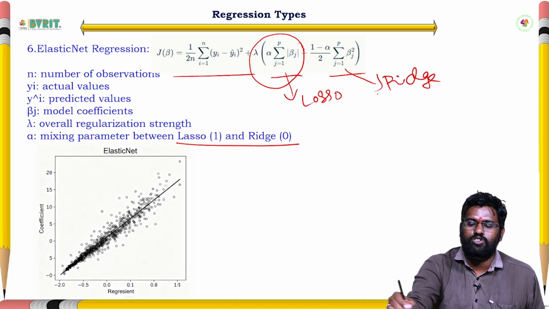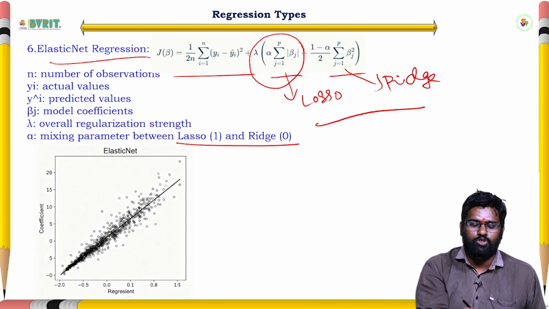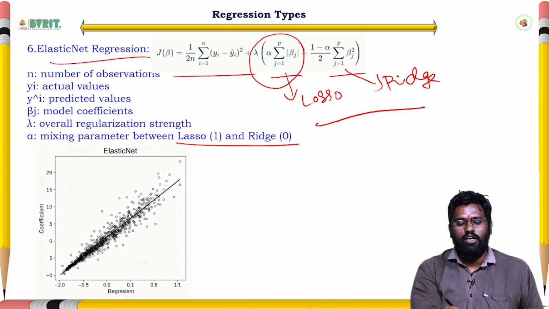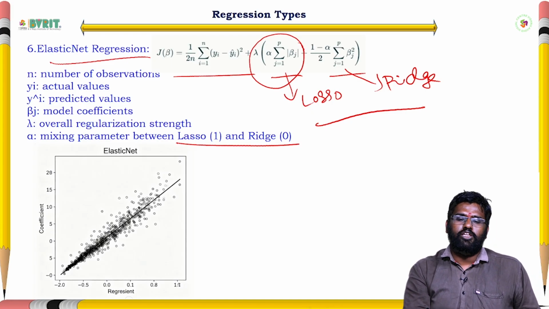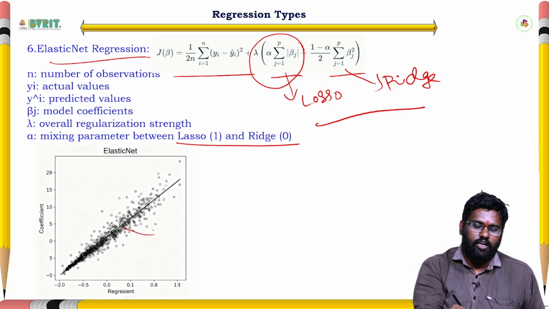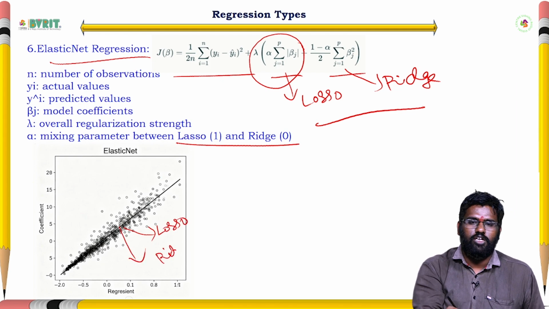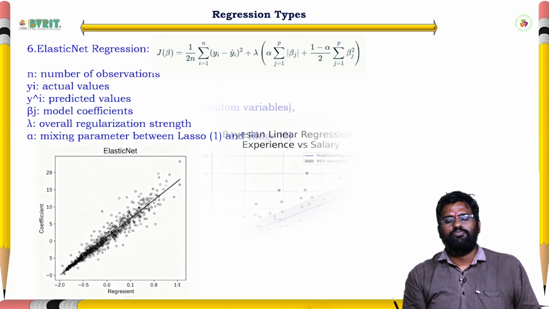Combination of lasso and ridge is called elastic net, and those two graphs, curved shape and straight line, will be combined to form the elastic net representation like this. So here it contains the lasso representation and the same ridge representation will be there for this.